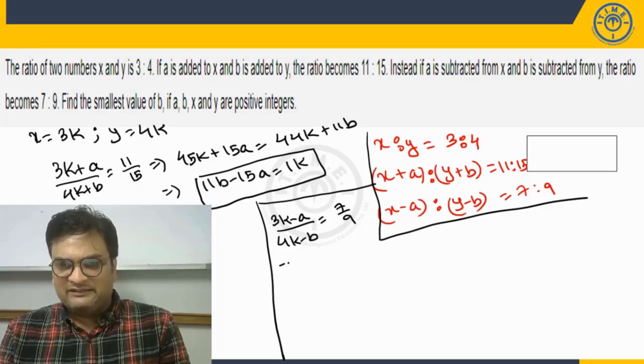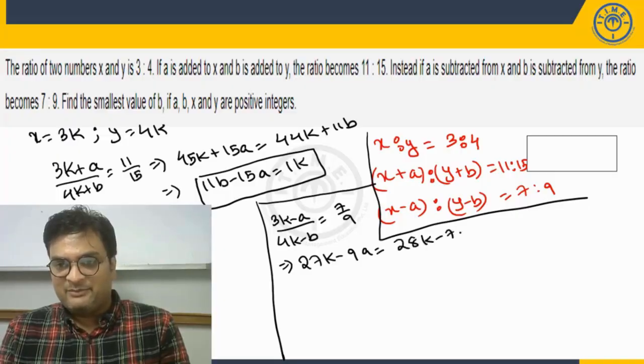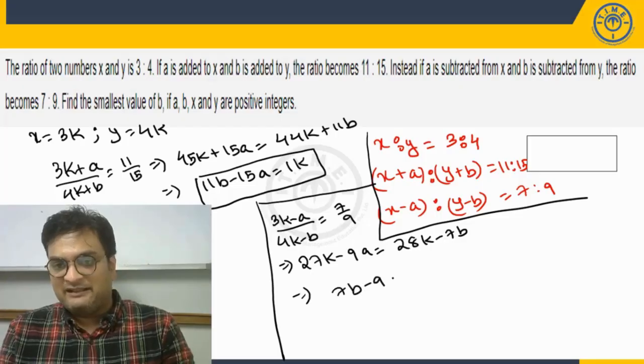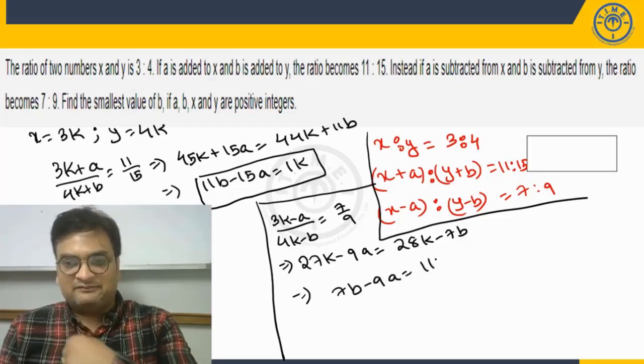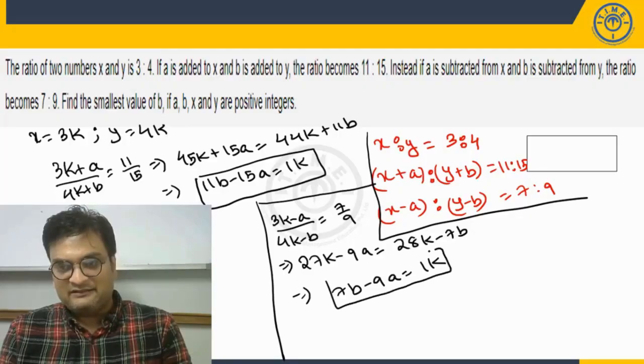Now when you cross multiply, 9 into 3, 27k minus 9a. 7 into 4, 28k minus 7b. So once again, when you solve this, it will be 7b minus 9a is k, 1k. This is the second relation that we get.